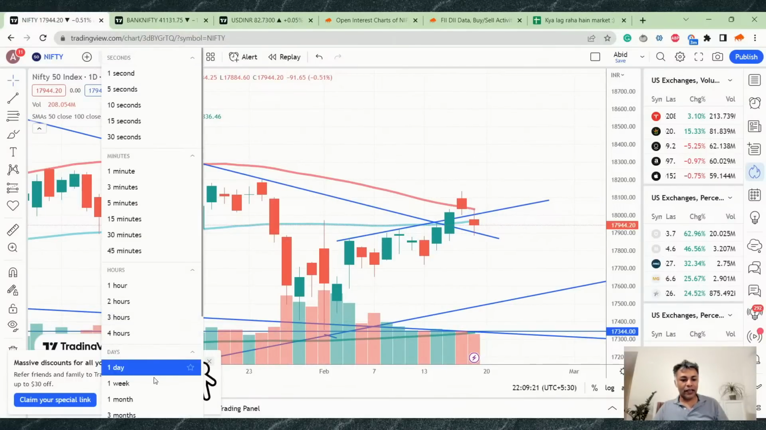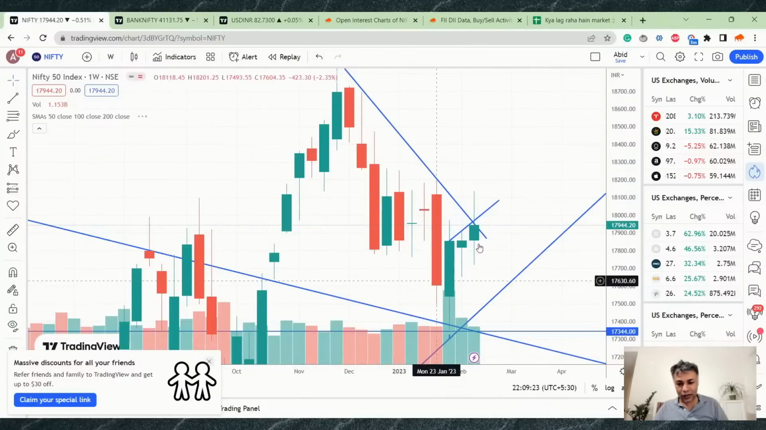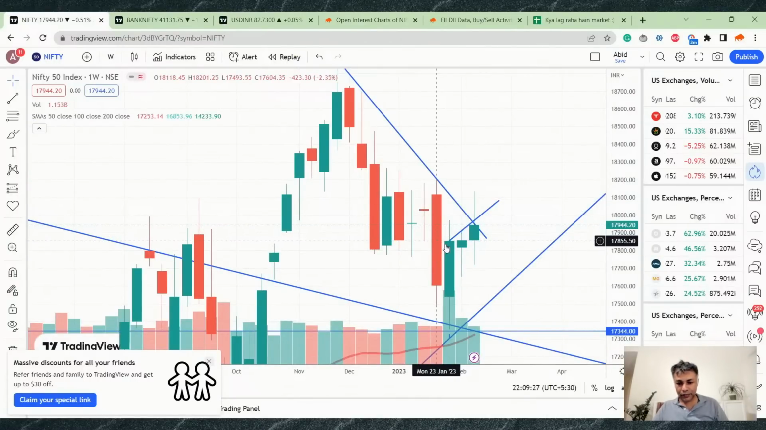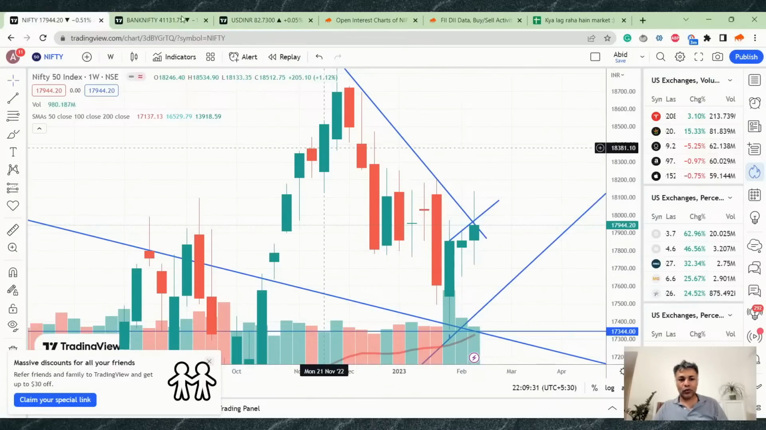And if you look at weekly, there's still hope, right? Because it's a green candle. It's above the bullish piercing candle, although there is rejection at both ends.